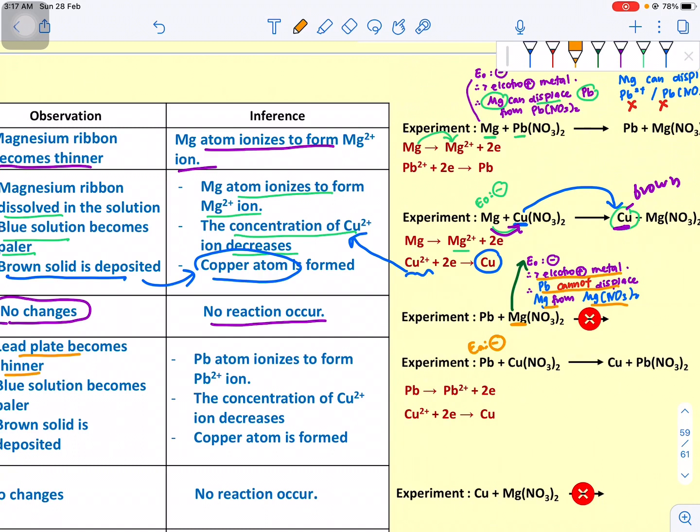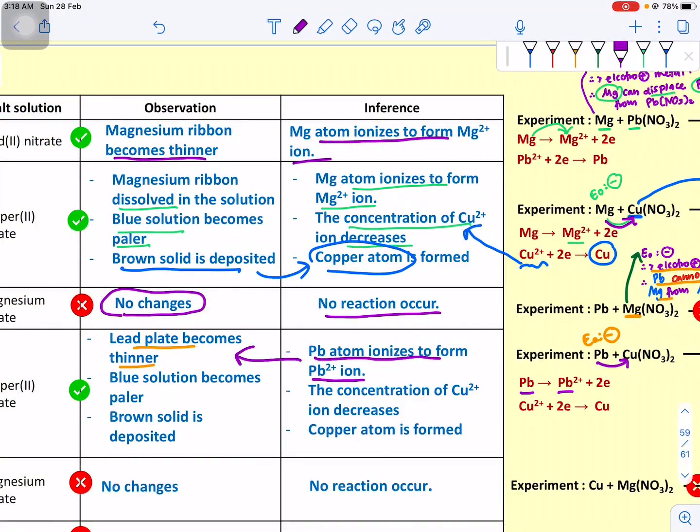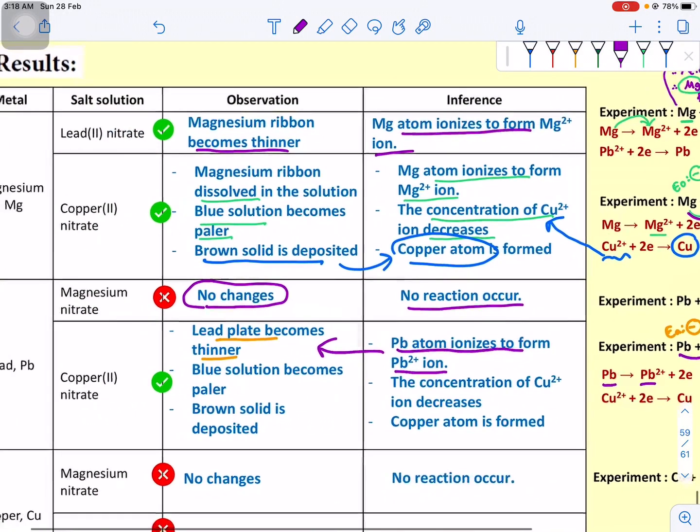The value negatif dekat Pb berbanding Cu. So apa Pb mampu buat? Pb akan tendang keluar Cu. Tendang keluar, so keluarlah Cu bergolek kat situ, Pb masuk. Bila Pb masuk, dia adalah perubahan daripada atom menjadi ion. So Pb atom ionized to form Pb ion. Apa kita boleh nampak? Kita akan nampak dia become thinner. Lead strip become thinner.